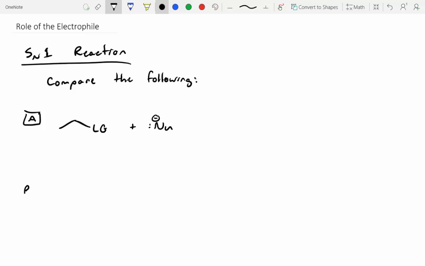And then for option B, I'm going to have another example. Looks pretty similar, where our leaving group is now attached to a tertiary carbon. And again, I want you to complete this as an SN1 reaction. So try drawing all of the arrow pushing and any intermediates in order to complete both of these reactions. And then once you're done with that, try to check with your neighbor.